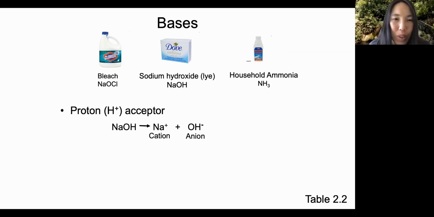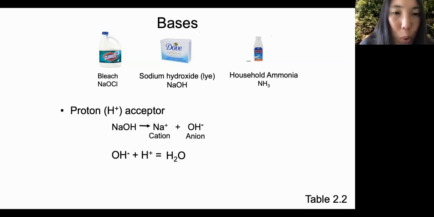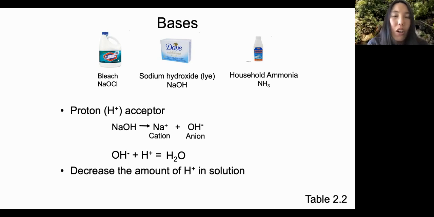Now take that anion with a negative charge and combine it with the proton, and hopefully you'll see that it forms H2O, or water. So the negative anion finds or accepts the positive proton, because as you recall, opposites attract. Ultimately, bases will decrease the amount of protons in a solution because they bind or accept those protons. And we will also relate that to the pH scale.